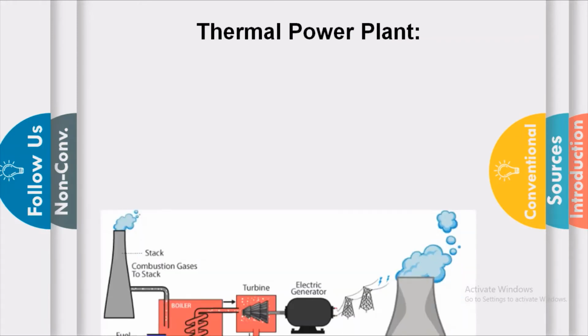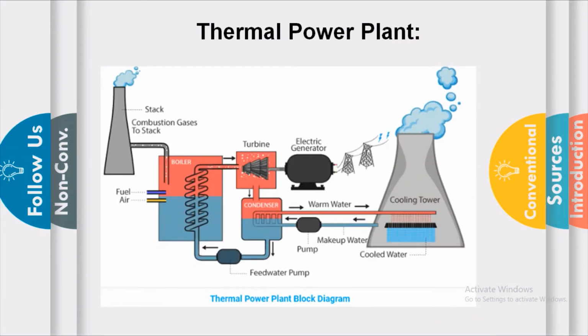Here I have shown the block diagram of a thermal power plant. In a thermal power plant, we burn coal or petroleum to produce heat. This heat is used to convert water into steam. Then that steam rotates the turbine, and that turbine converts the mechanical energy into electrical energy. That means we get electricity. So this is about the usage of fossil fuels in the thermal power plant.